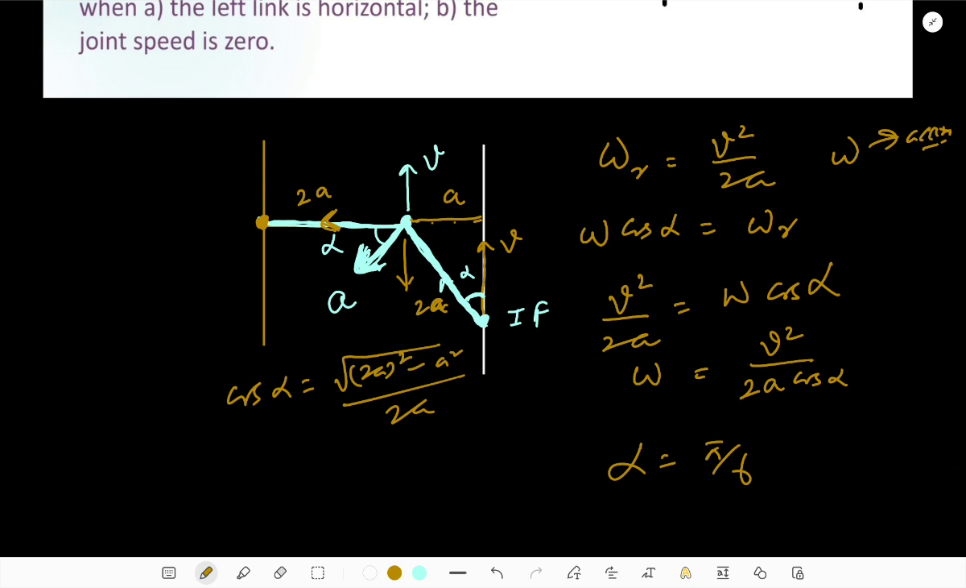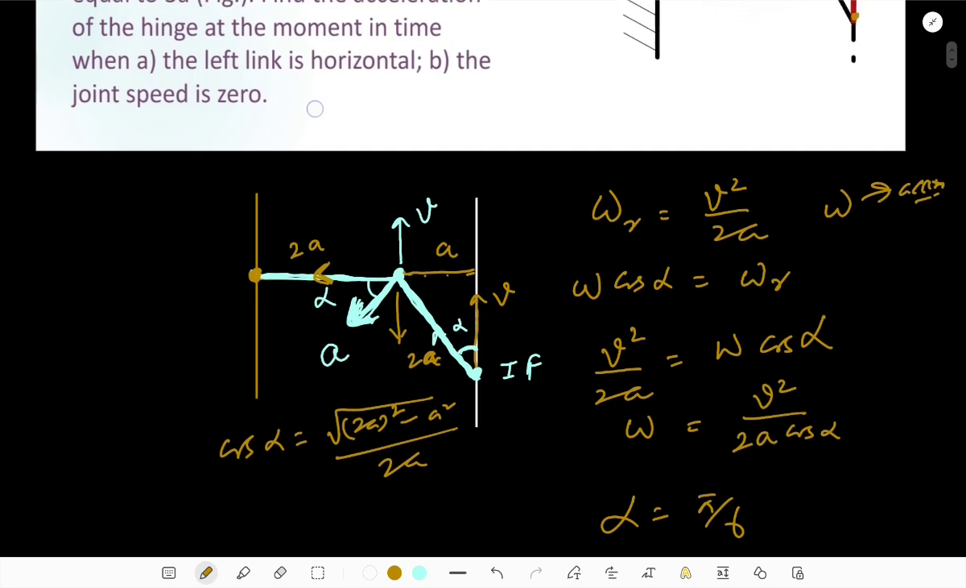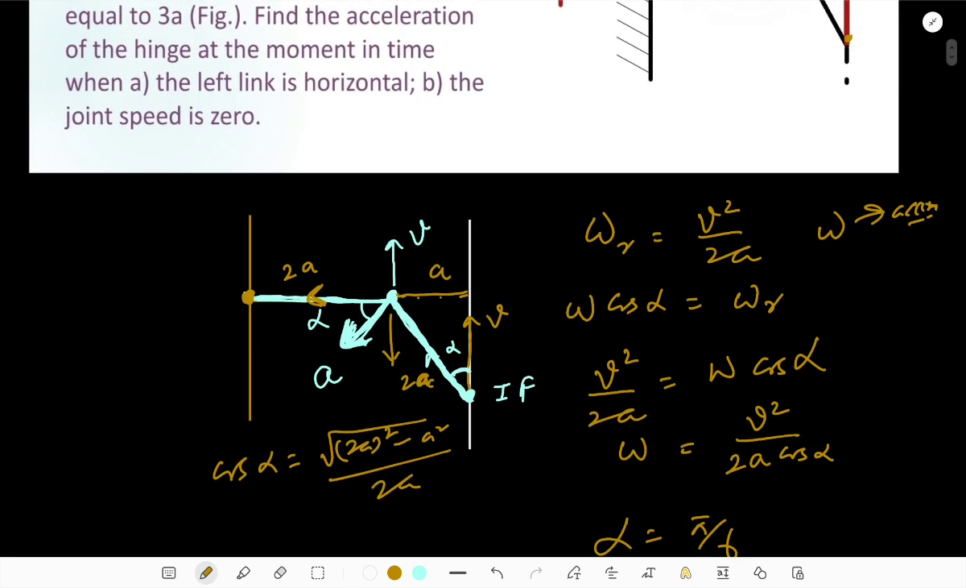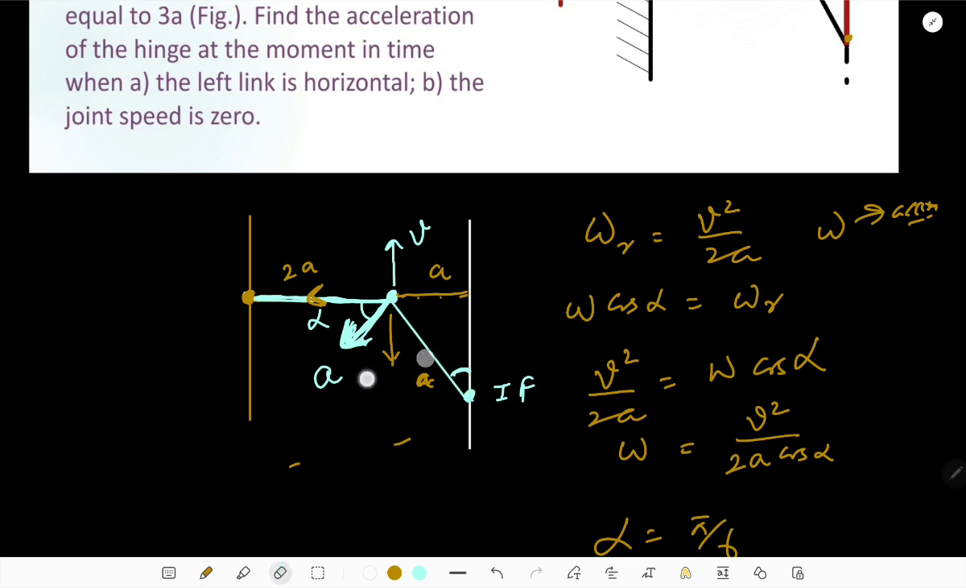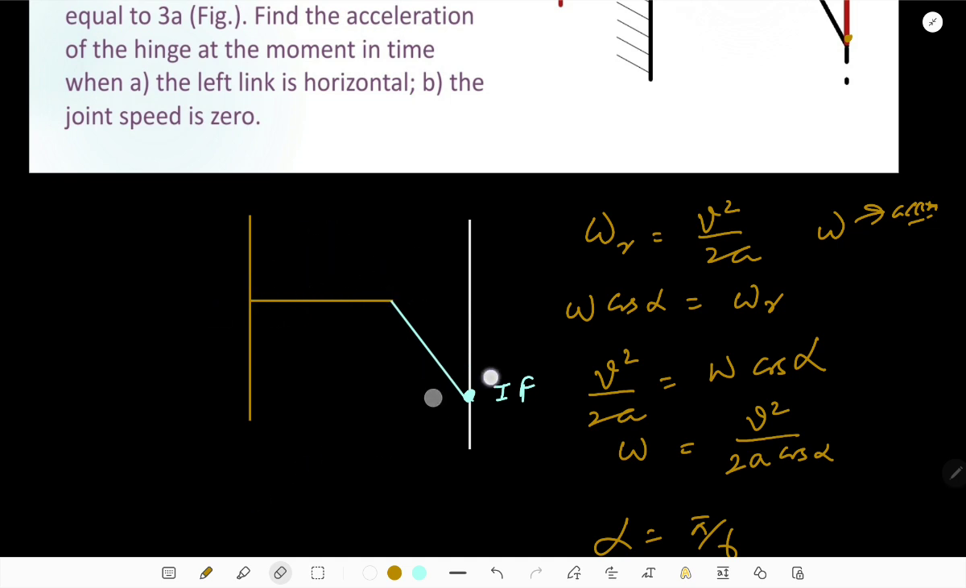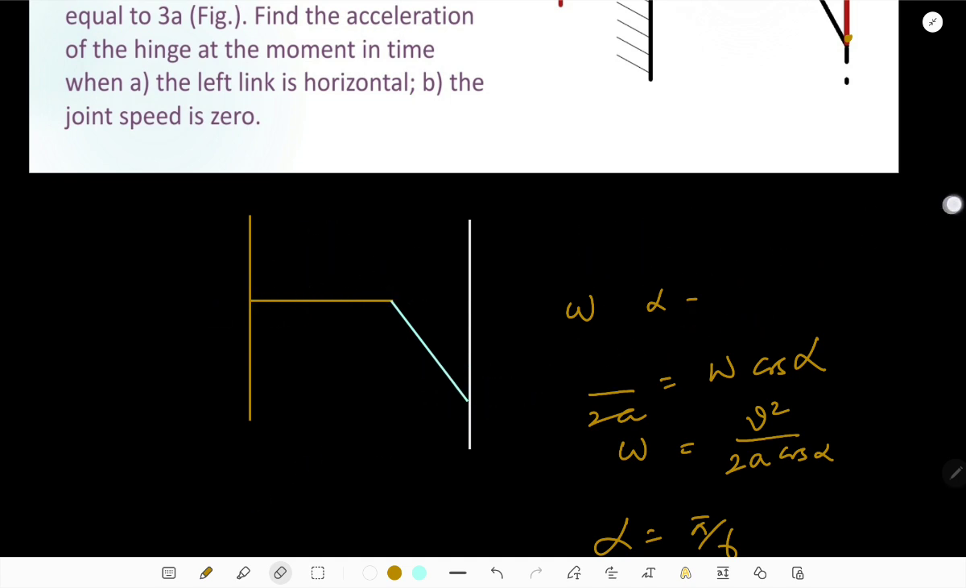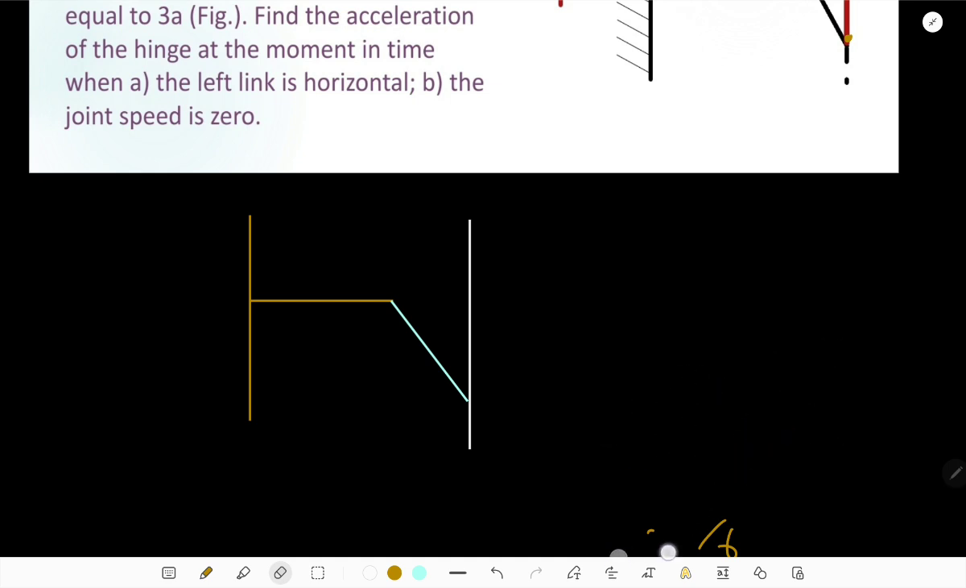And what can we do about the next case? That is when the joint speed is 0. B is decreasing right at this moment. So joint speed is 0. When will the joint speed be 0? That is the main question. When will the joint speed be 0? Oh, I can get it. I can get it quite easily. When the joint speed is 0, I can get things.